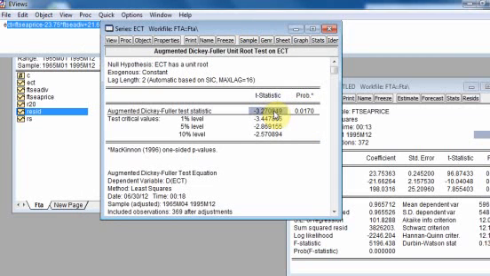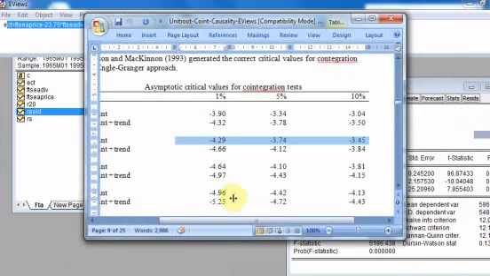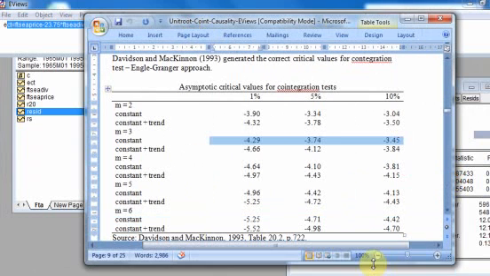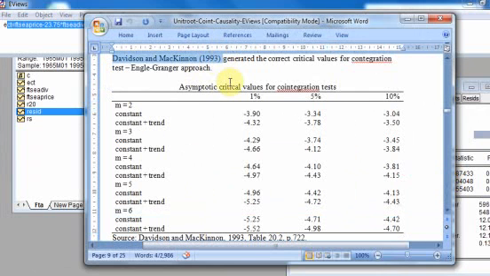So what we do is we take this value, which is minus 3.27, and compare it against a set of critical values provided to us by Davidson and MacKinnon. Let me widen it so that you will also see. So this is the table that we look at. We take the critical values. This paper is available on the internet in journal databases, or it's available in book form as well.